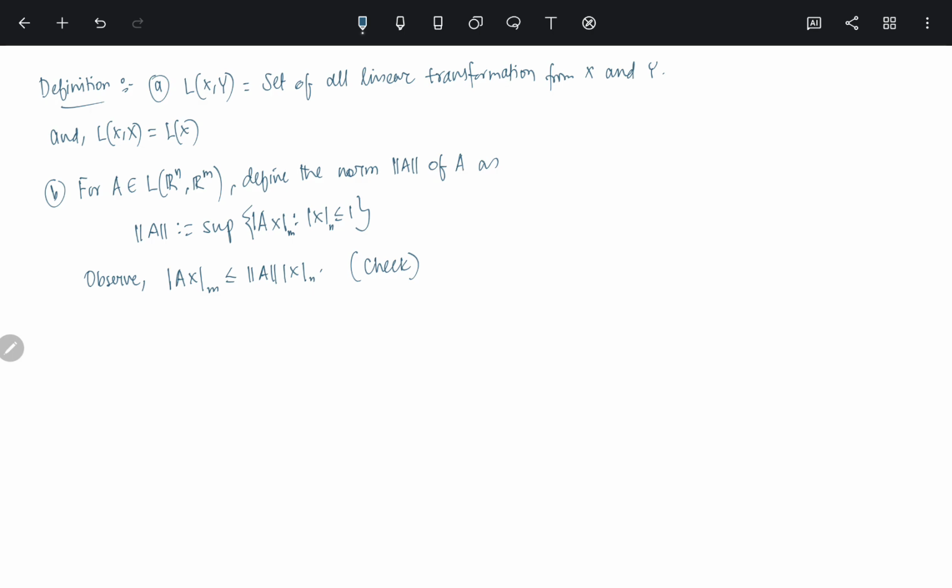Right. So now there are two theorems which I need to prove. So the first theorem is this: if A is a linear transformation from Rn to Rm, then the norm of A is finite, and A is uniformly continuous.